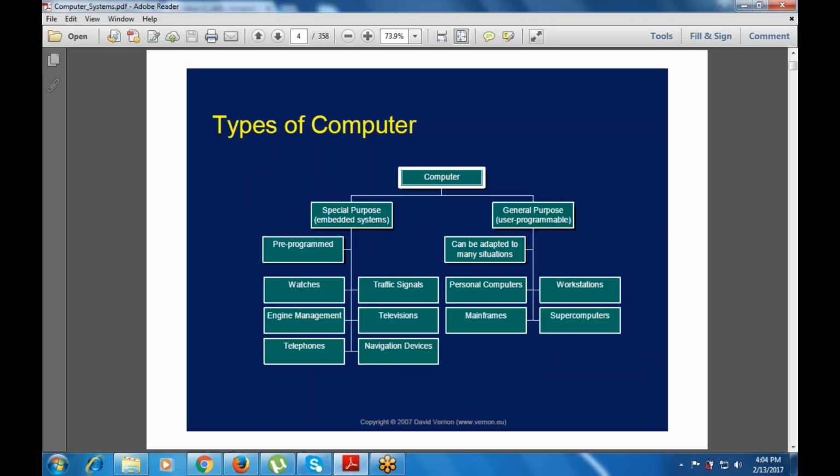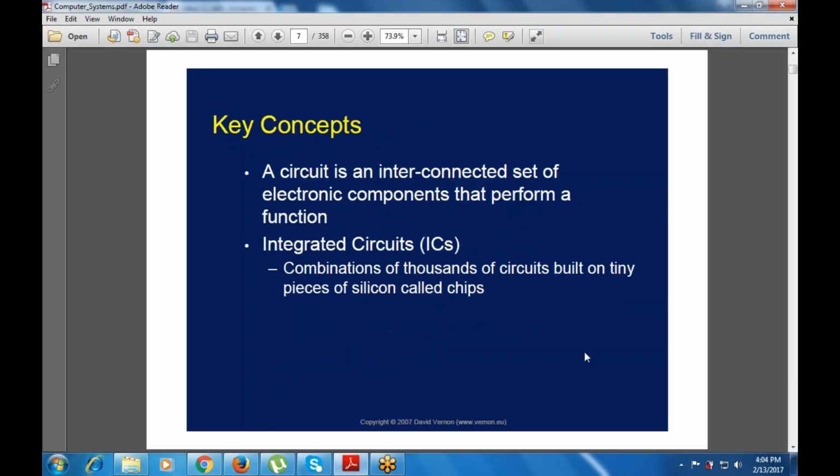Now, what are the various types of computer that are available? One is a special purpose computer. One is a general purpose computer. Special purpose includes the embedded system, and general purpose includes the user program. Now, special purpose is again divided into multiple parts. One is pre-programmed. General purpose can be adapted to many situations, to many scenarios. Special purpose examples may be watches, engine management, telephones, traffic signals, television, navigation devices. Then general purpose computers include personal computers, mainframes, workstations and supercomputers.